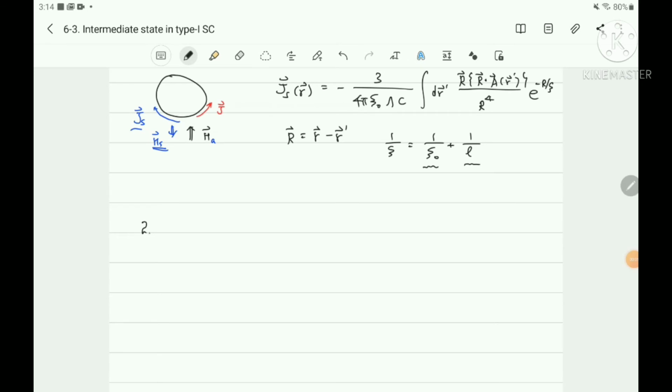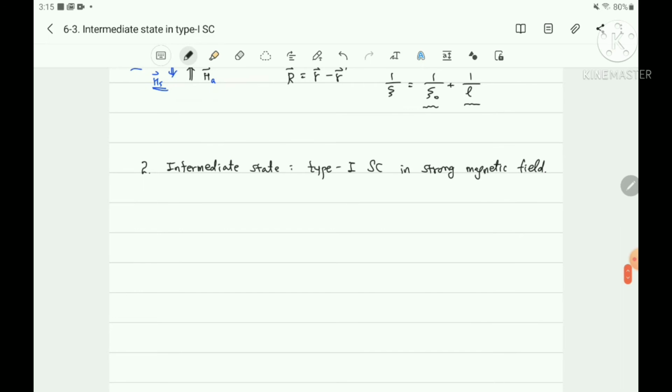Now let's go on to the consideration of the intermediate state. The intermediate state is the strong magnetic field case in type 1 superconductors, in strong magnetic field. Before describing the intermediate state, we should consider the demagnetization factor.